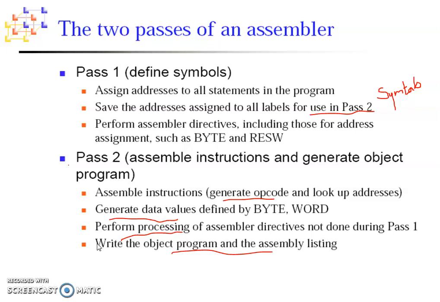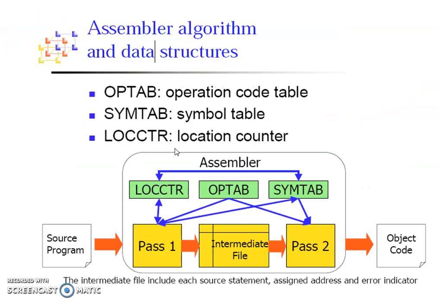So in order to perform all these operations, it makes use of some data structures like OpTab, SymTab, LOC CTR. LOC CTR is used to store the location counter value, that is, the addresses for each instruction. SymTab stores symbols and their addresses. Symbols can be the labels also.